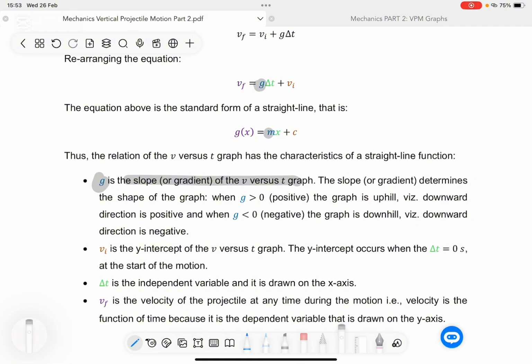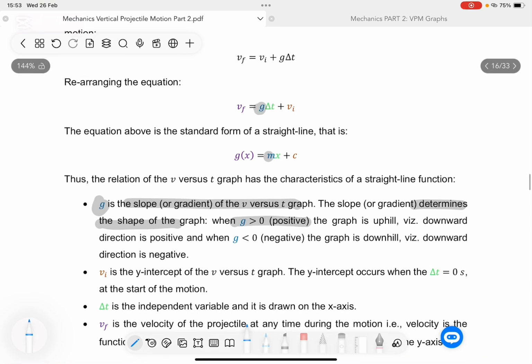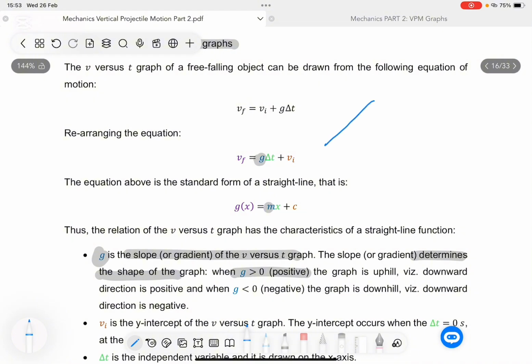The slope, we know from studying functions in mathematics, determines the shape of our graph. That is to say, it tells us if our straight line is going up or going down. How do I mean? When our g is positive, in other words, when it is greater than 0, if we get a g that is positive, the graph will go uphill. That means our graph will go uphill like this, because our g would be greater than 0, a positive g.